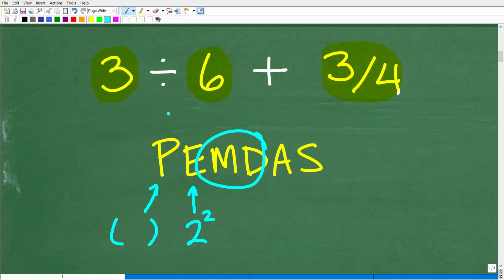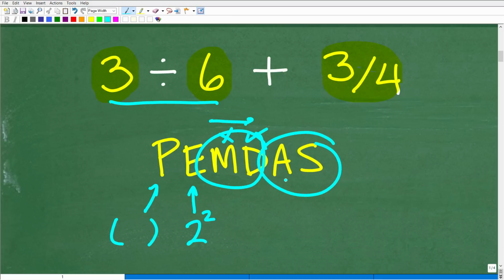All right, so do we see any multiplication? Nope. Do we see division? Yes. Okay, so that's what's going to come next. So we're going to do any multiplication or division from left to right before we move on to addition and subtraction. So this is the correct order to this problem. Okay, we got to go 3 divided by 6, get that answer, and then we'll add 3/4.